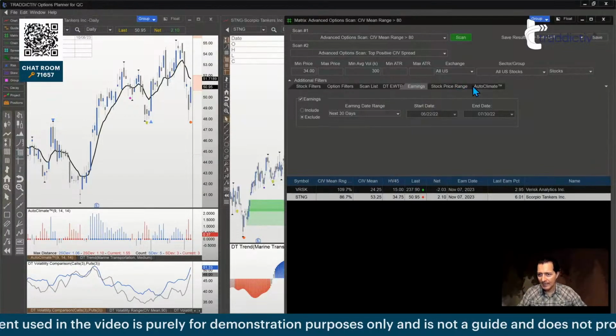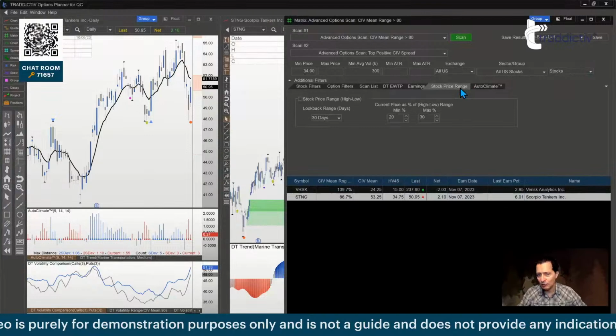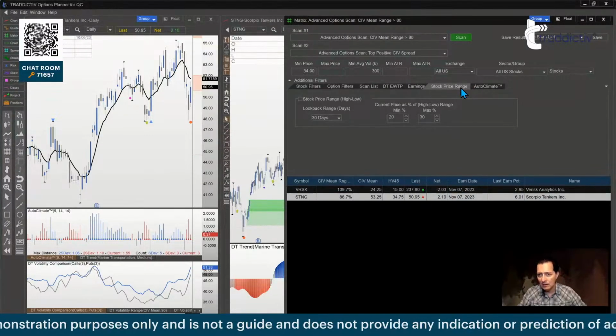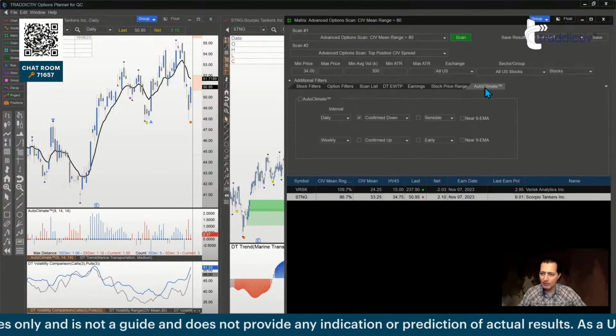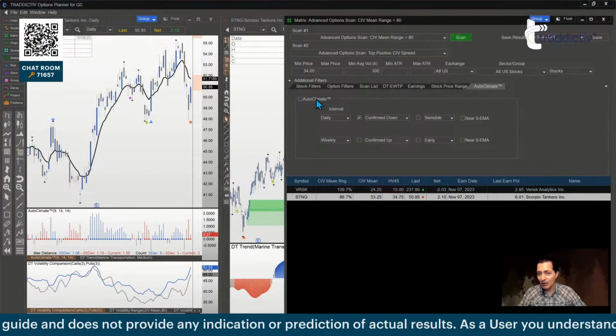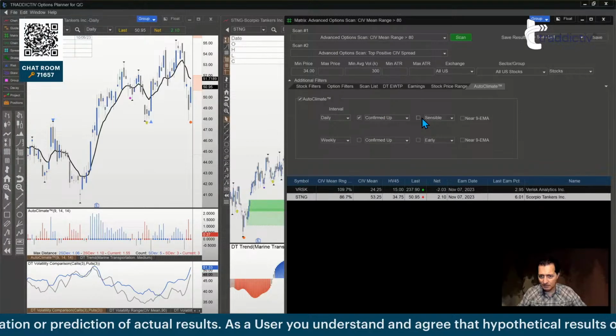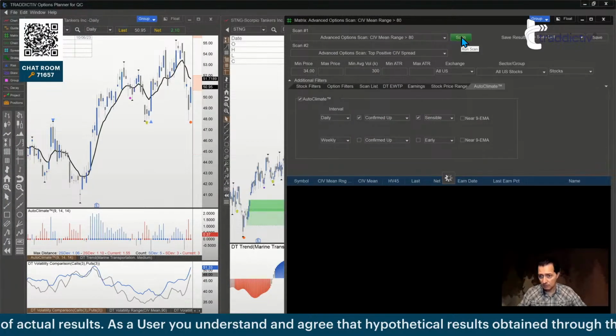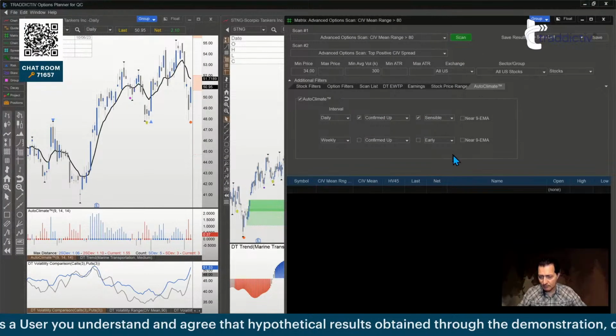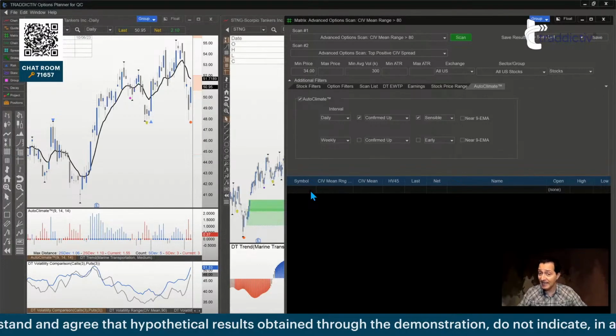Okay, and then stock price range. Maybe you just want to trade stock with a certain level of volatility. You could specify volatility percentages here, and then maybe auto climate. Maybe you are looking for your climate to be up and sensible, and then you go into the trade. In this case, we don't have any yet.